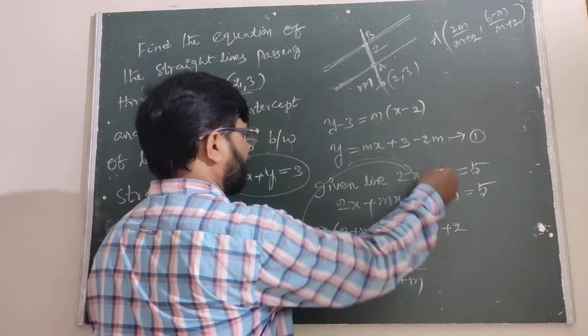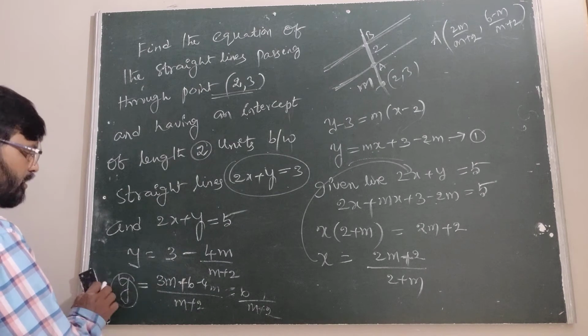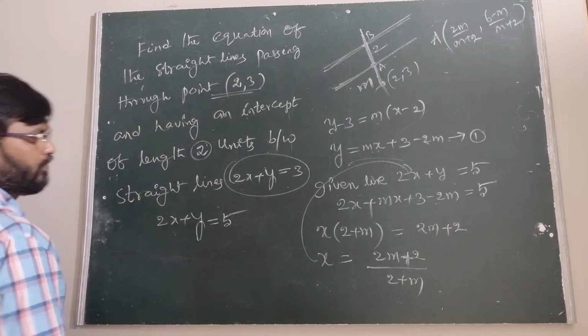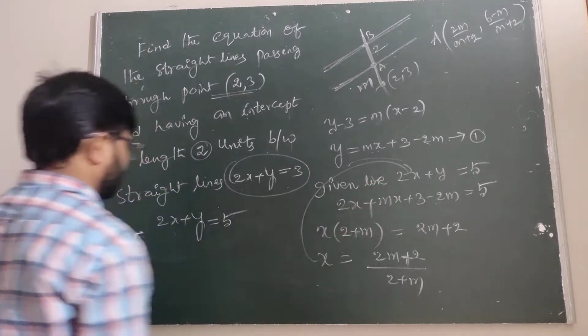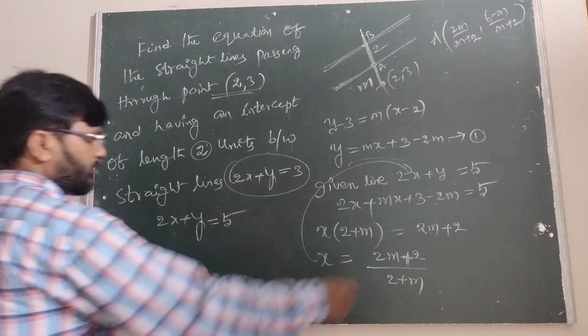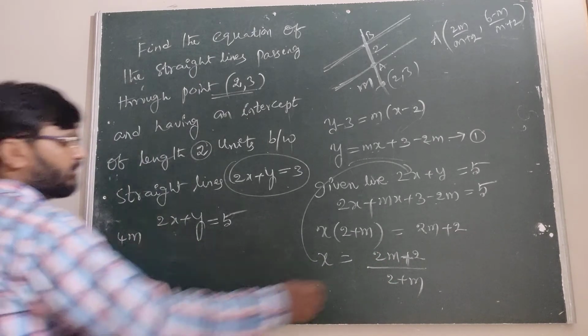Again this is substituted in this. We get the value of y. How to write this one? Therefore, now we can substitute in this. Therefore, 2x is there. The line is 2x plus y equal to 5. Now this is multiplied with 2. 2 into 2m plus 2 is 4m.